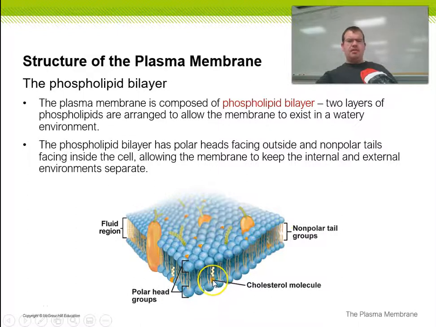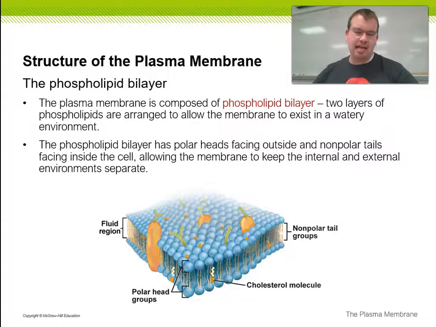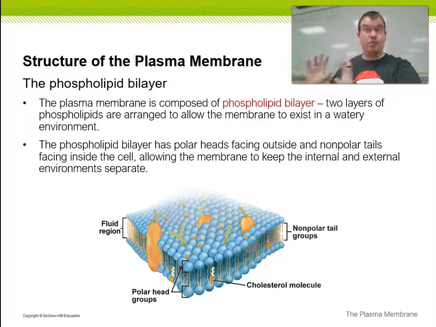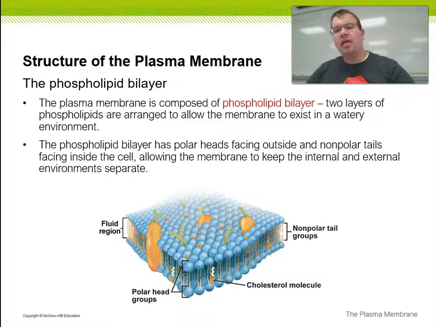Right here, you see a cholesterol molecule. And I know what you're thinking. Mr. Hall, I thought cholesterol was bad. I thought we wanted to avoid cholesterol. Actually, cholesterol is very important for the plasma membrane to function as it's designed to. Now, if you have too much cholesterol, that's bad. That's really, really bad. You do not want to get a lot of cholesterol. If you do that, you're going to have a lot of health problems.